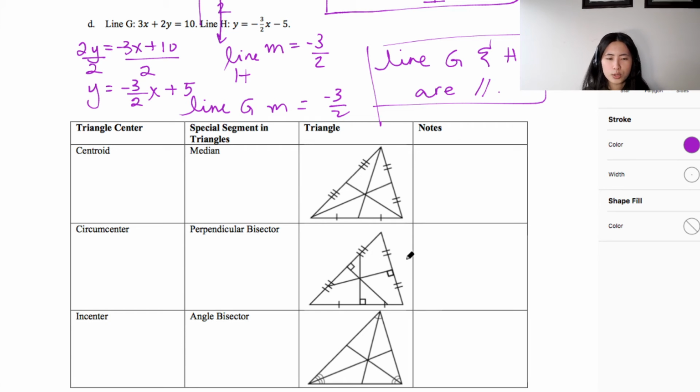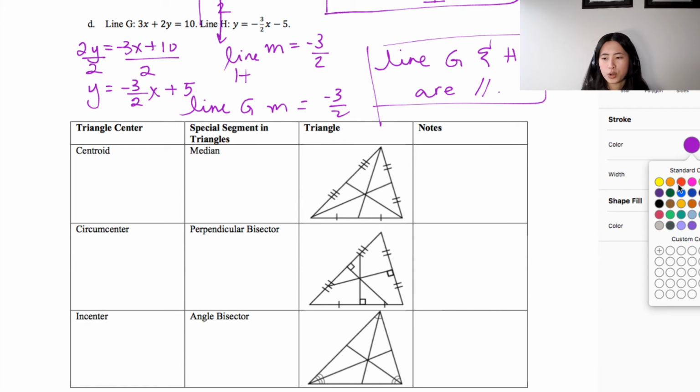Okay, so let's go to triangles now. We're talking about triangle centers and also the special segments in triangles as a result of their triangle center. Okay, so first of all, we now look into centroids and medians, right? So first of all, where is your centroid? Your centroid is actually over here. Can you guys see this?